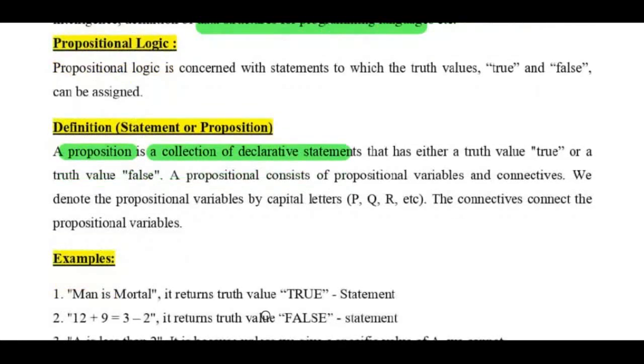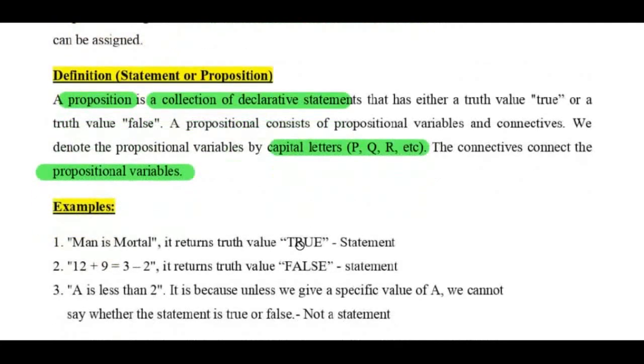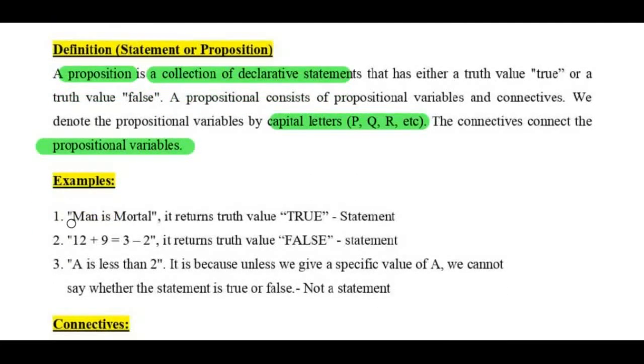Next definition, what is meant by connectives? Connectives connect the propositional variables. So before we see that, what is meant by propositional variables? Usually we denote the propositional variables by capital P, Q, or some other variables A, B, C, D like that. So for example, man is mortal. So this is a statement. We are going to verify whether man is mortal is a true statement or a false statement. Here it turns out to be a true statement.